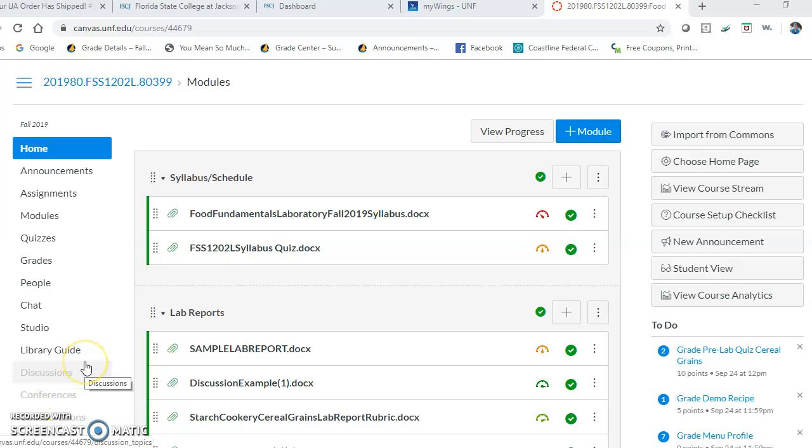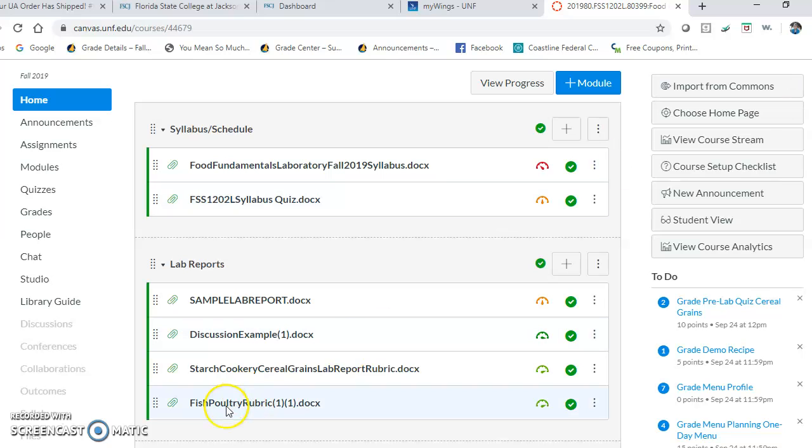Hello everyone, I'd like to go over with you today the instructions for your lab reports. First, after you log into Canvas, click on the Modules button and then go to the module that says Lab Reports. There you will see a sample lab report, a discussion example, and a rubric for the cereal grains lab report and your fish and poultry rubric.